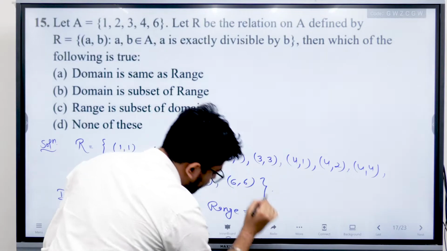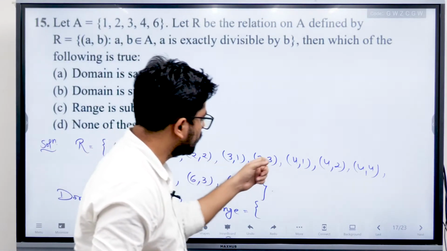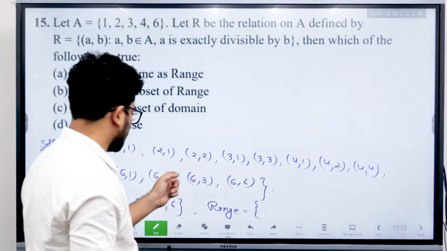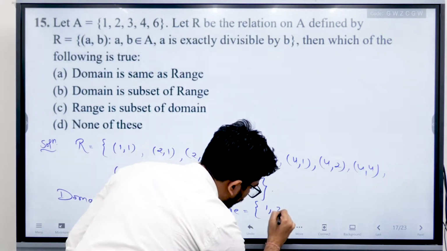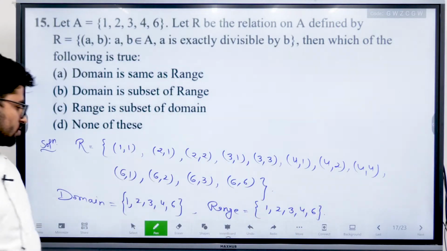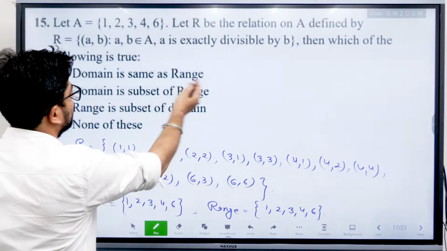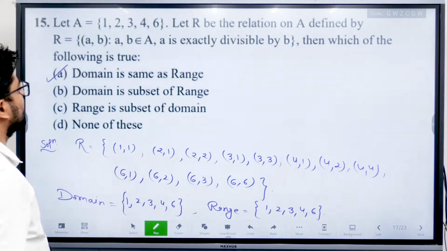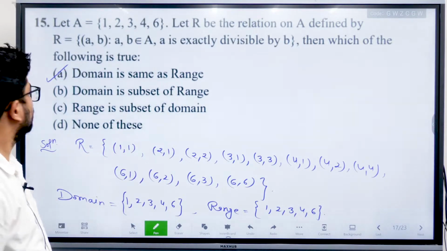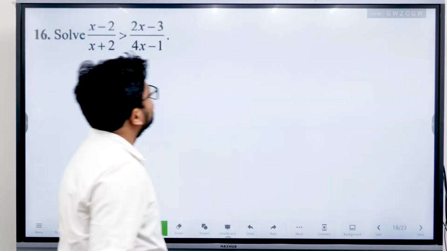Range is the collection of the second elements: 1, 2, 3, 4 and 6. So clearly from here you can say domain is equal to range. So my first option is the correct one. Domain is same as range. Okay, so A is the final answer. Next one.